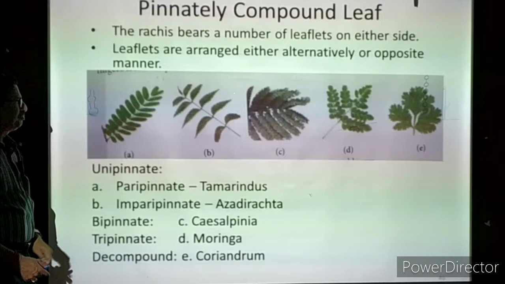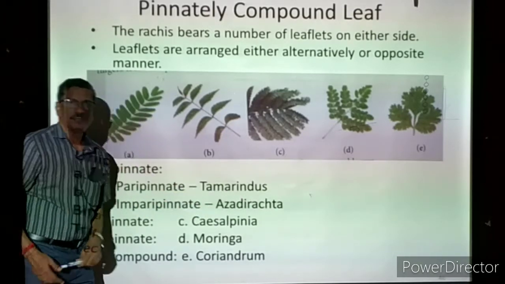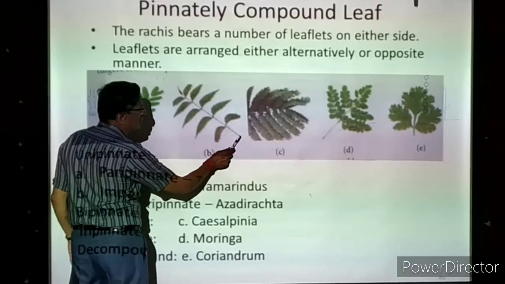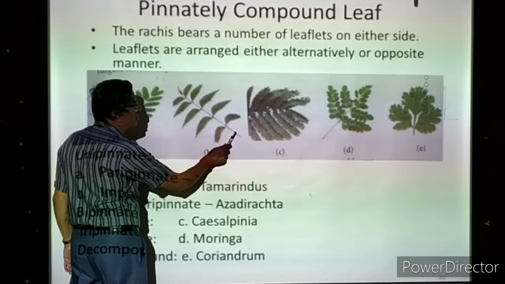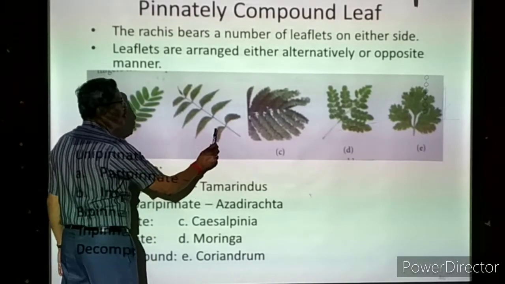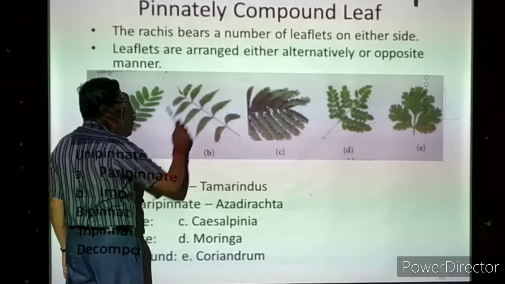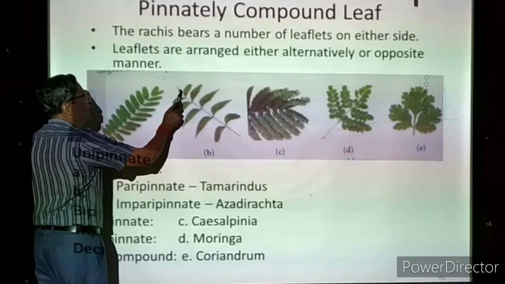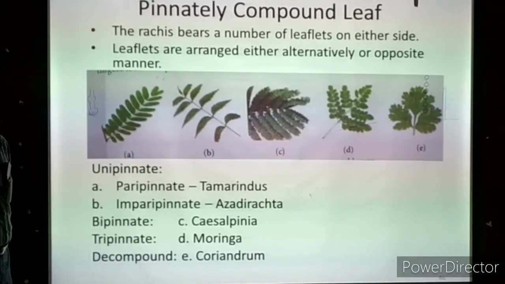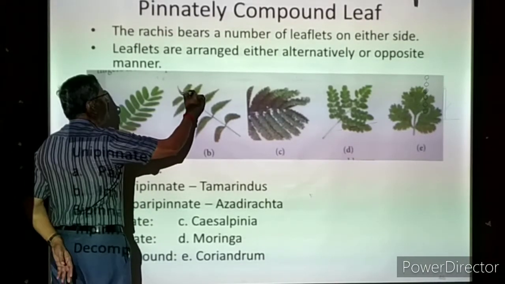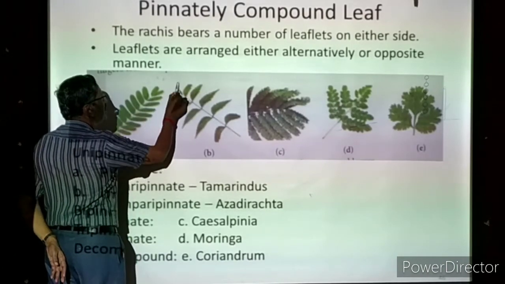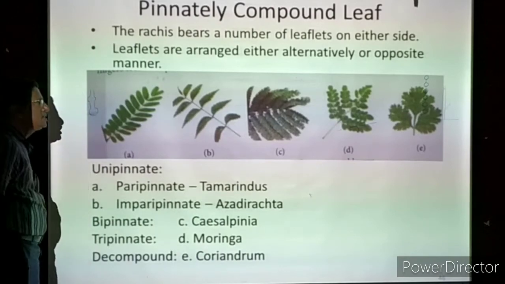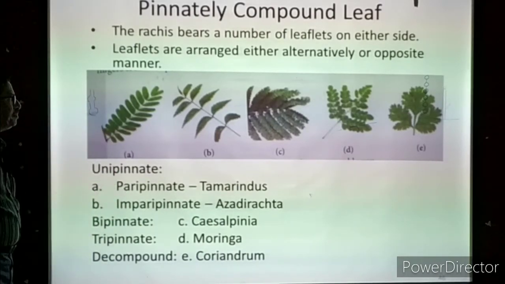Imparipinnate compound leaf, that is Azadirachta. Azadirachta is nothing but neem. If you take the neem tree, this is the stalk of the leaf, the petiole. After that, the rachis is there. Paired leaves will be present on either side, that is pinnate. But near the tip or at the tip of the rachis, only one lamina or leaflet will be present. Only one. Here it will not be a pair. A single one will be there. That is called imparipinnately compound. Example: neem.